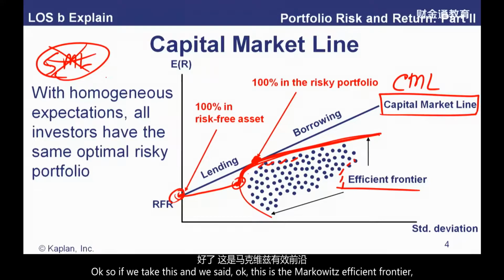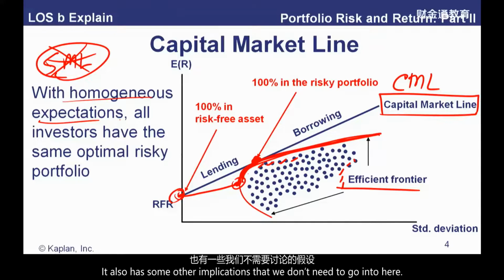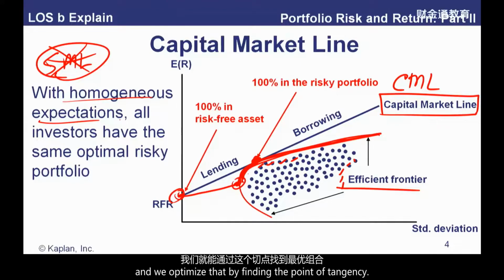Okay, so if we take this and say this is the Markowitz efficient frontier, and we've added a few other assumptions, like homogeneous expectations. That means everyone views the world in the same way. It also has some other implications that we don't need to go into here. Then we combine the risky asset and the risk-free rate, and we optimize that by finding the point of tangency. Then we have found the capital market line, right?